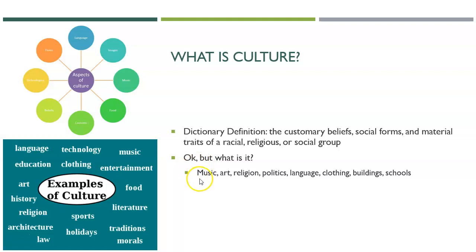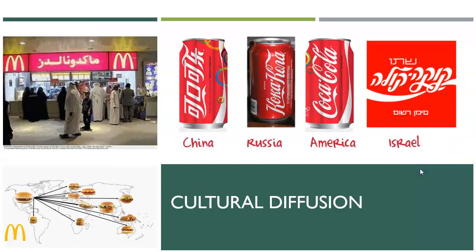Culture is made up of all of these different things: music, art, religion, politics, language, clothing, the types of buildings that people build, the types of transportation that they use, the types of schools that they go to. Here is a chart giving you a lot of examples, things that you don't think about: sports, your holidays, the types of entertainment, literature, your different traditions. All of those things are part of culture.